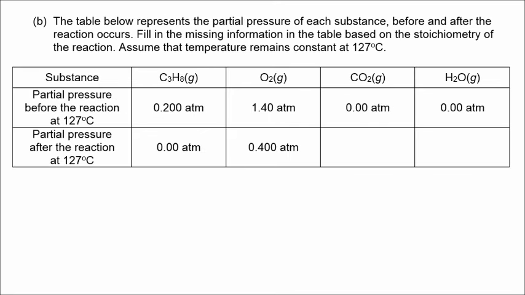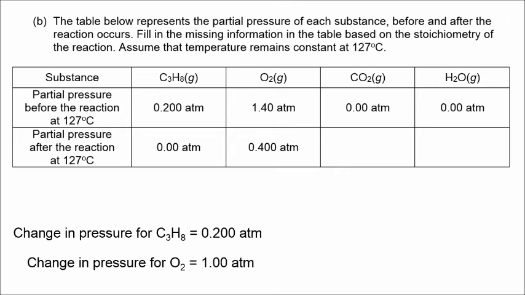In part B, we have gone from 0.2 atmospheres of propane down to 0 because all of it reacted. We've gone from 1.4 atmospheres of oxygen down to 0.4 atmospheres. So not all of the oxygen reacted. But remember, we had that question on the multiple choice with xenon and fluorine. It's a similar thing going on here. The change in pressure for propane is 0.2 atmospheres, and the change in pressure for oxygen is 1 atmosphere.